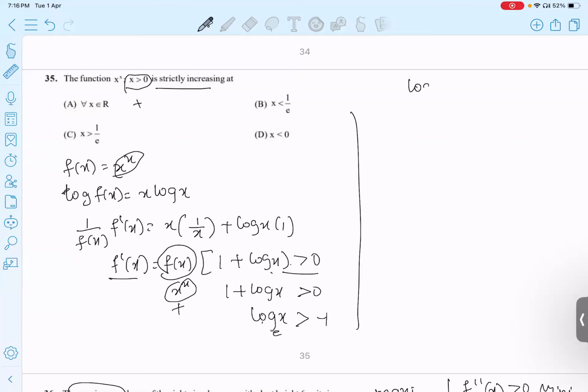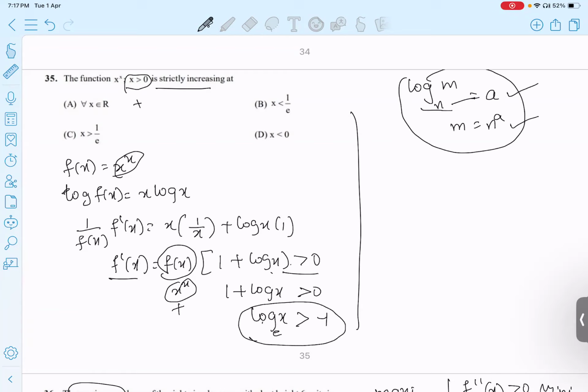From the definition, log m to base n equal to a indicates m is equal to n to the power of a. So this is the logarithmic form, and this is called the exponential form. From the logarithmic form, let us write this as x is greater than e to the power of minus 1, which can be written as x is greater than 1 by e. So 1 by e is the required option.